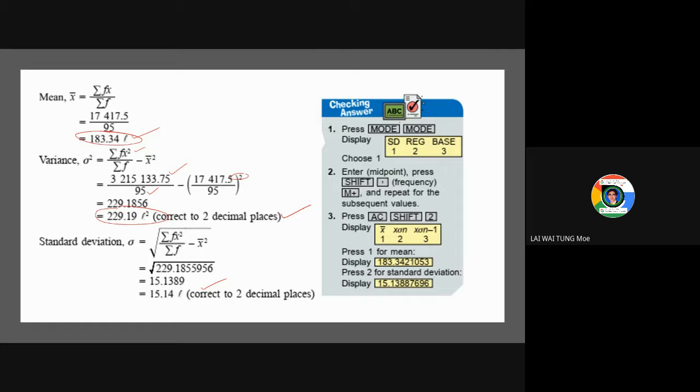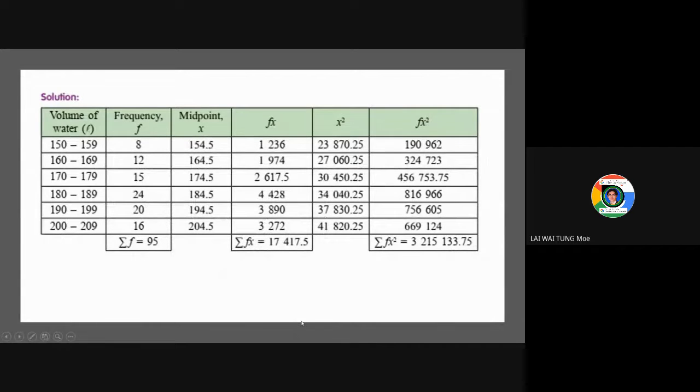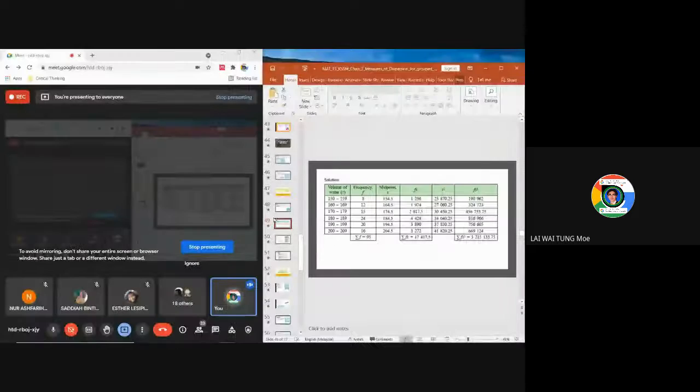And for your information, these steps are for you to check your answer. And these steps I think are for the calculator, which is the 570 MS version, meaning the black color one, the black calculator. So you can follow these steps to check your answer. For the gray one, just like my version here.